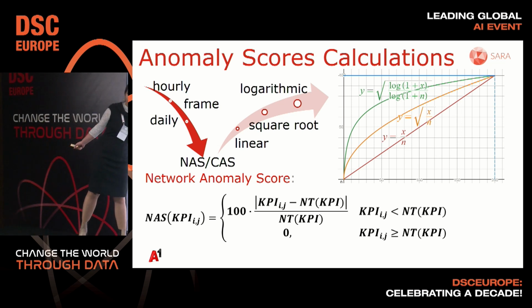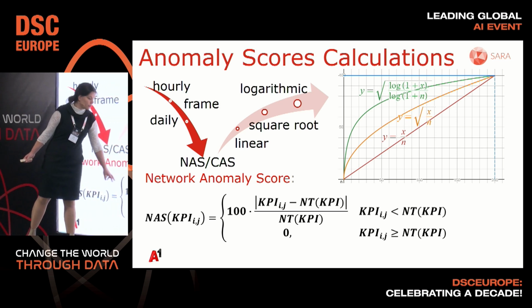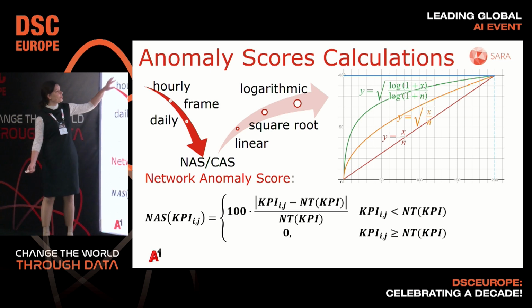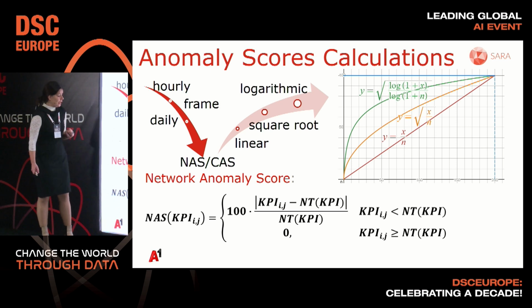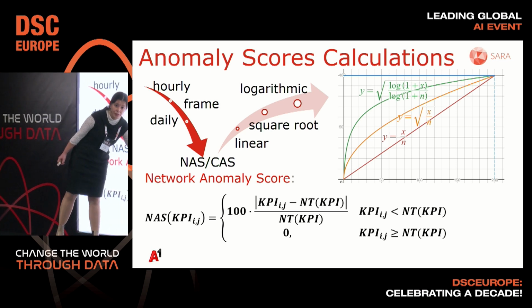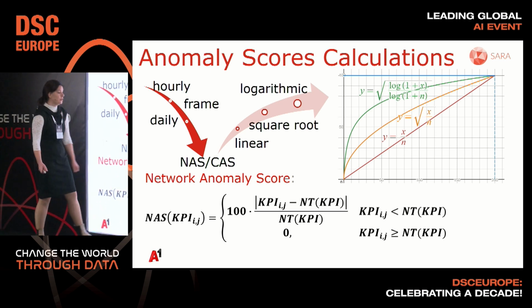So it will be 0. But if it is not, then this is the formula used for calculation. And this is used only for hourly anomaly scores that we calculate every hour. And KPI is a raw value of KPI related to a timestamp and to a cell.